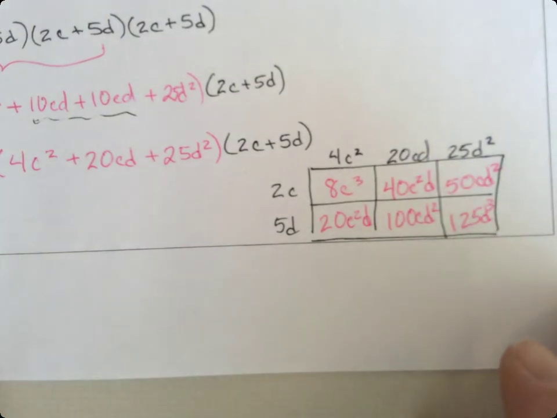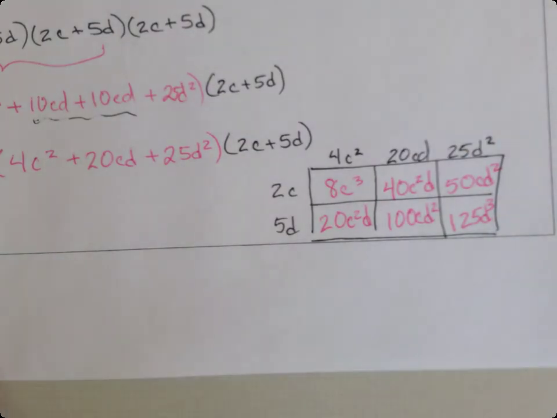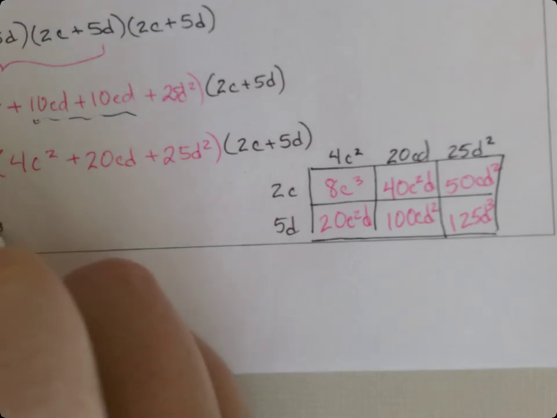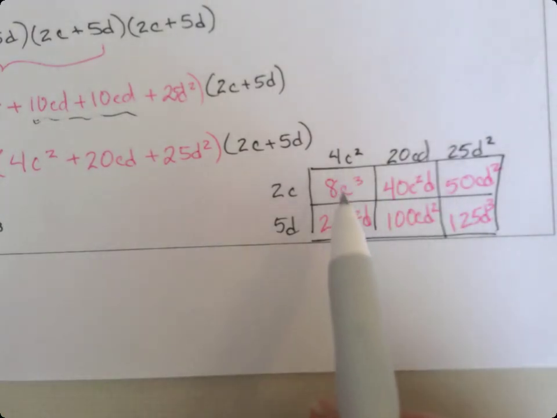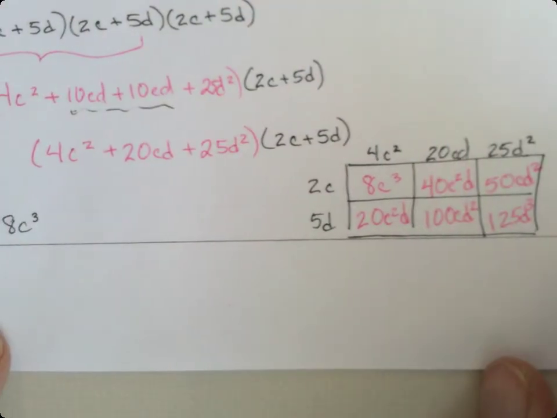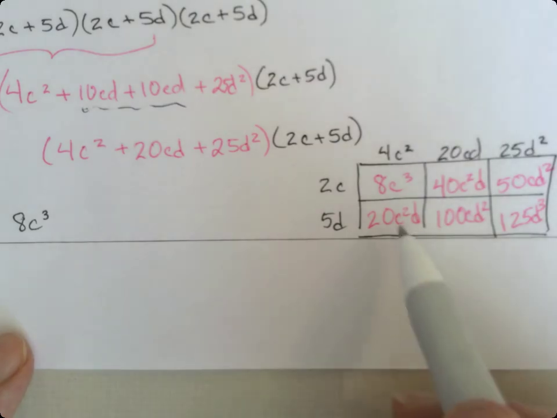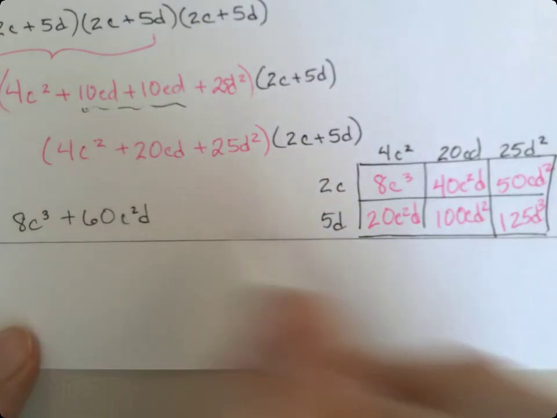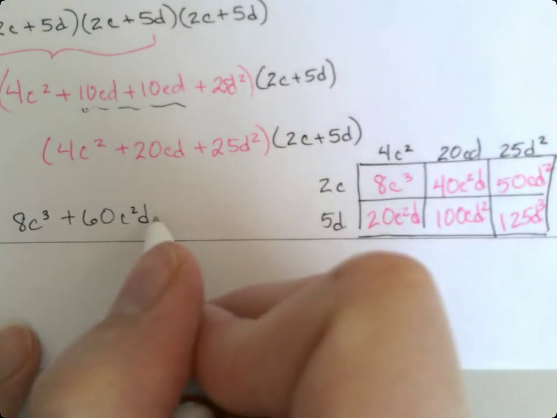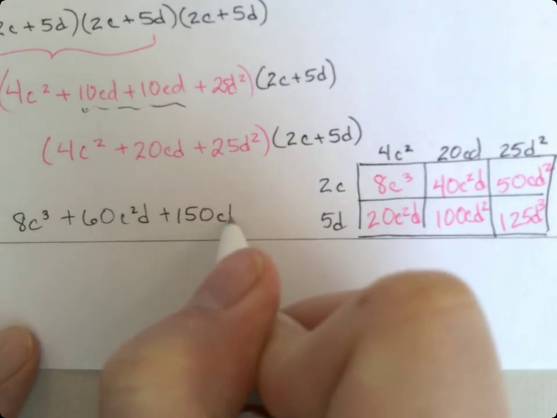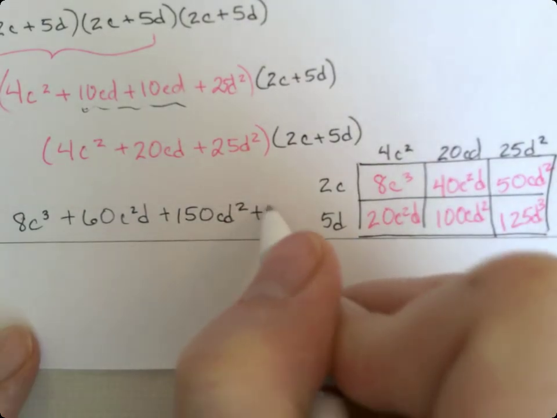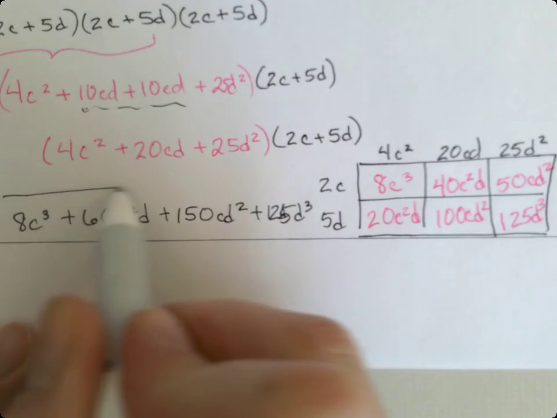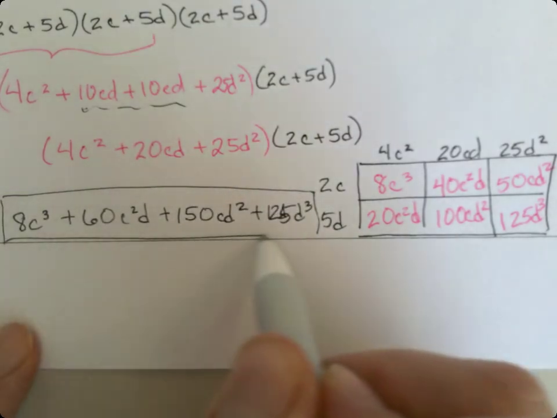Okay, so go through. You can only pair them up if they have the same variable with the same power. So I'm going to have an 8c to the third. And remember, since we have c and d, we're basing the standard form on the c value. So there's my 8c to the third. And then I have c squared d's, so plus 60c squared d. And then I have my cd squared, so a positive 150cd squared. And then my last term is 125d to the third. So final answer, standard form.